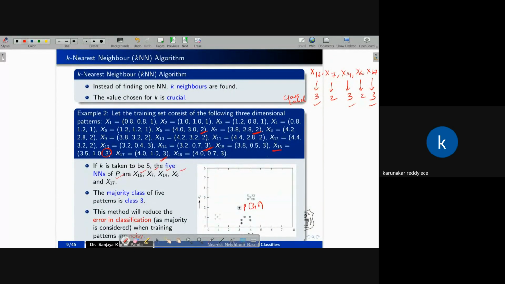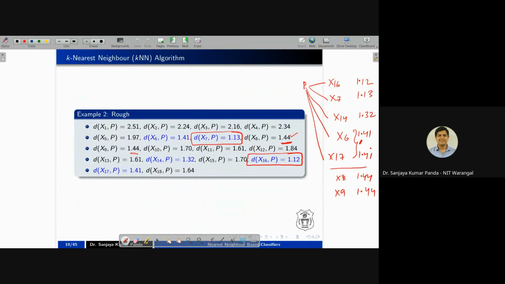Yes, sir. So we are not completely eliminating the error, but in comparison to the nearest neighbor algorithm, we eliminate the error to some extent, as we are considering the majority classes here. So when your training data set is noisy, in that case you can go for the k nearest neighbor algorithm. But there are also difficulties.